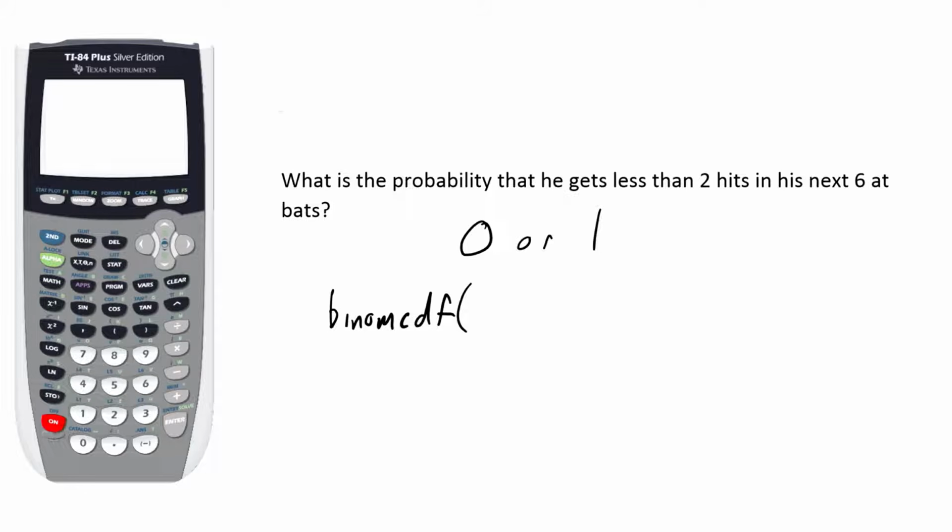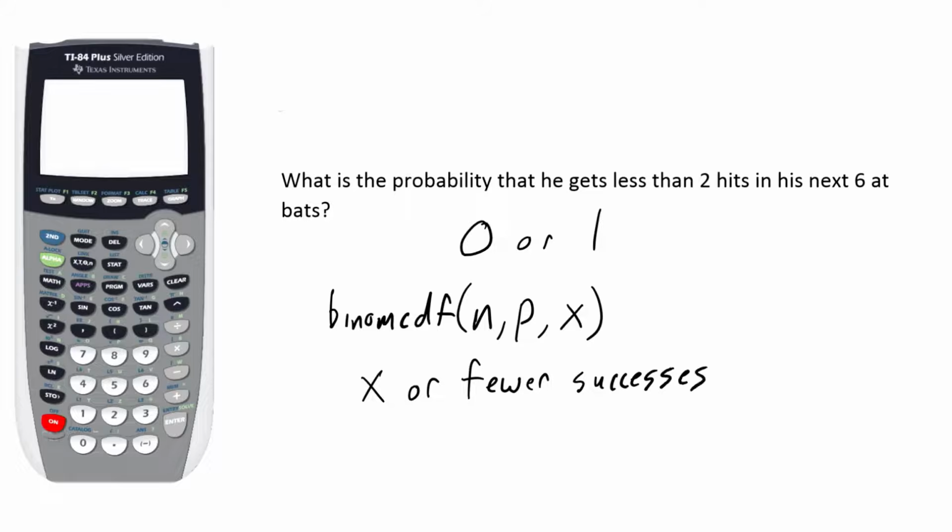So the way this works is very similar to the binomial PDF function. The first thing we'll put in is N, the number of trials, then P, the probability of success, and then X. However, in this function, the binomial CDF function, X stands for the number of successes or fewer we want. So we want X or fewer successes. If you remember from the last video, X stood for exactly how many successes we wanted.